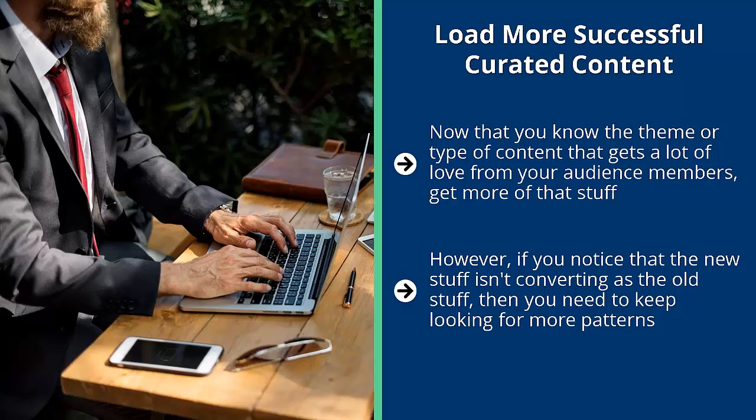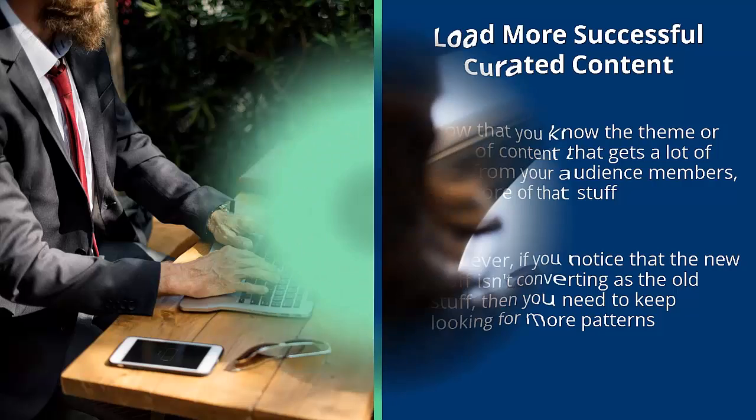However, if you notice that the new stuff isn't converting as the old stuff, then you need to keep looking for more patterns. It may well turn out that the initial success of certain niche content may be a fluke. Maybe it's some sort of statistical blip. Given enough time, you should be able to see key patterns as far as the type of content that generates the most engagement, conversions, or clicks.